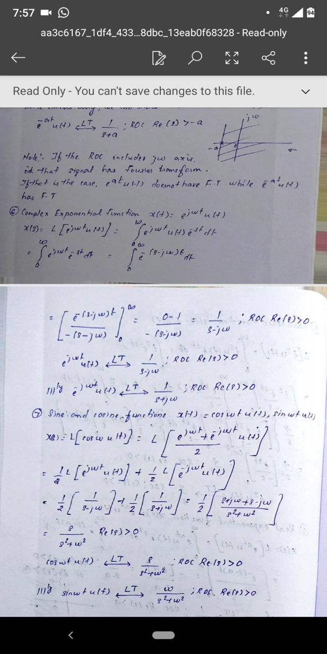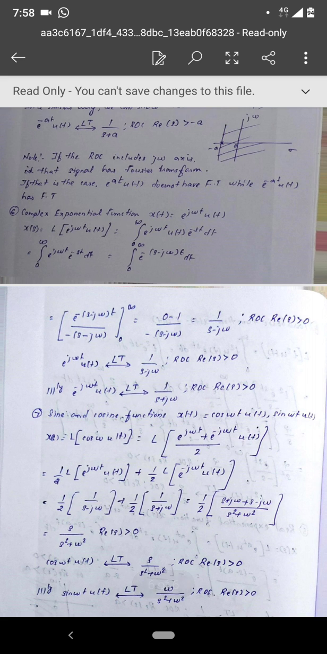Now, the last one, that is sine and cosine functions. If you have a signal like cos omega t u of t or sine omega t u of t, then how do you do that? We'll take cos omega t u of t, and we know what cos omega t is. Cos omega t is nothing but e raised to j omega t plus e raised to minus j omega t, whole divided by 2, and we have u of t being multiplied.